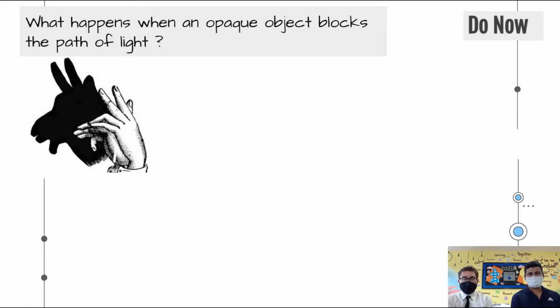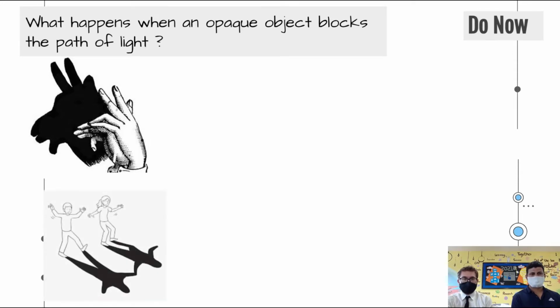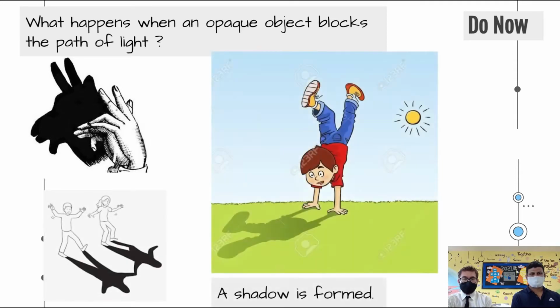Okay, so the hand is an opaque object, and as you can see, it is blocking light falling on the wall, and you have a black colored image that is formed. So the black image is called a shadow. Okay? So a shadow is formed when an opaque object blocks the path of light.